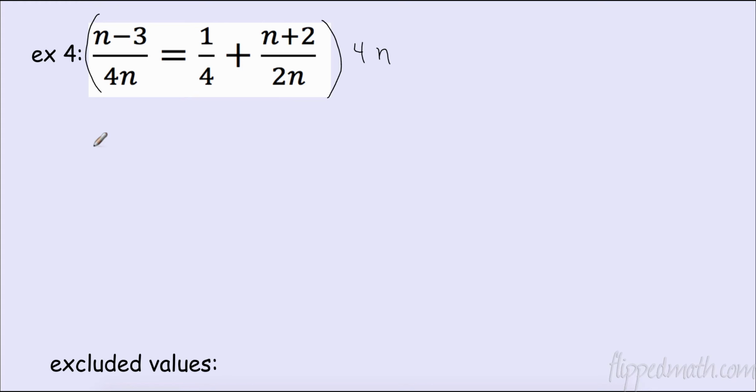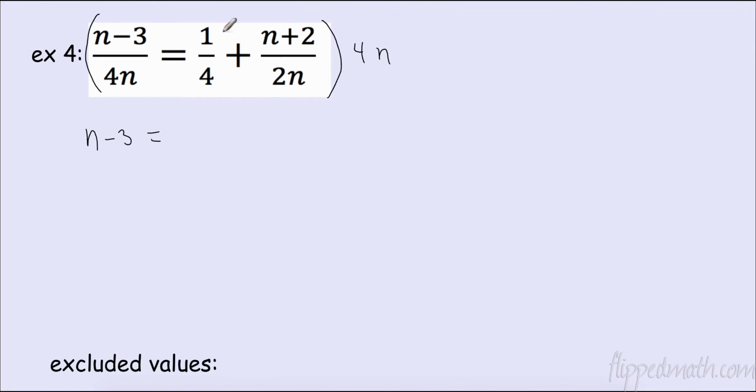So now, let's see here. 4n times 4n, these are going to cross out. I'm just going to try and skip a step, if you will. So instead of writing that, I'm going to multiply this by 4n. 4n and 4n cancel. So what's left? n minus 3.